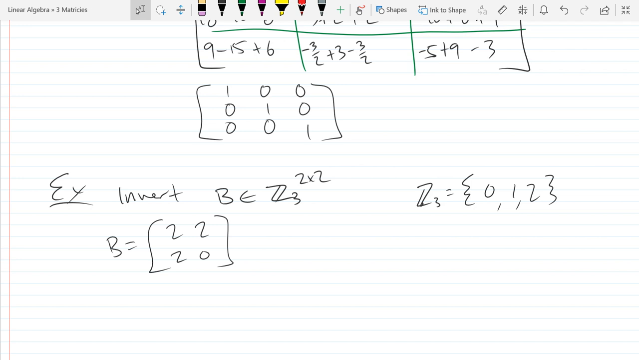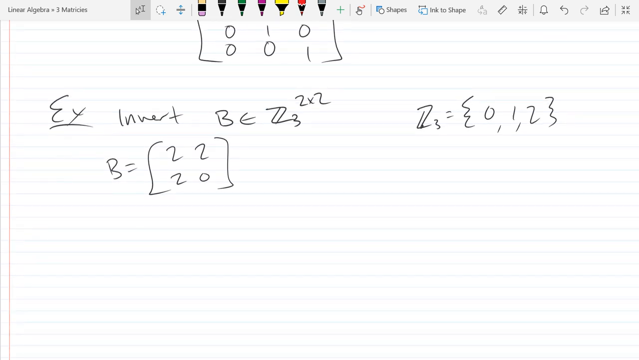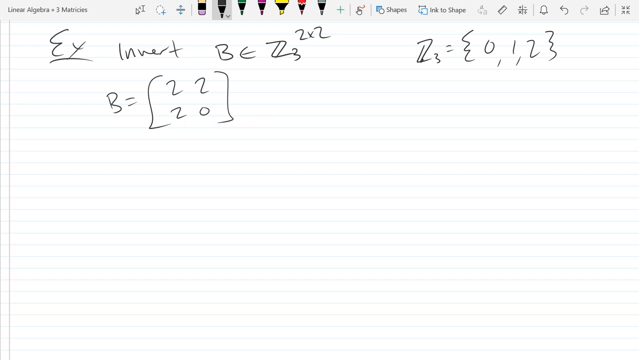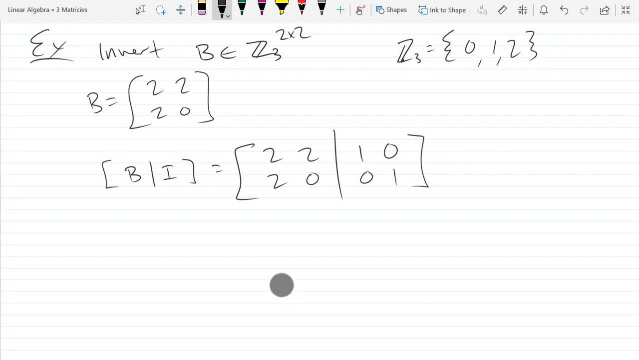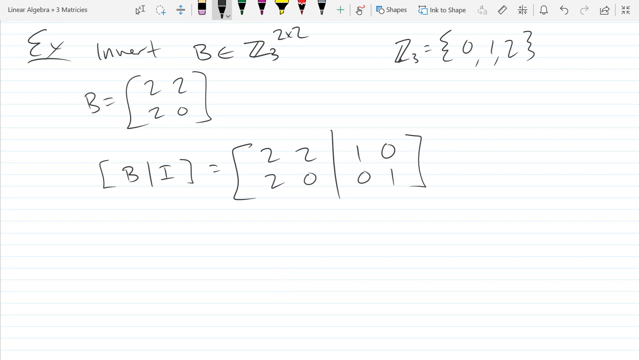All right, our matrix is 2, 2, 2, 0. Same process. We're going to line up B with the identity matrix. I strongly recommend you do not subtract, because it will make your head hurt. Just add. Keep things positive.